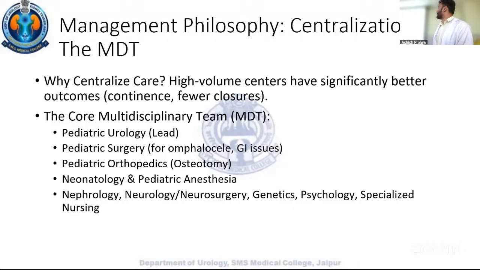The multidisciplinary team comprises a pediatric urologist, who is the leader of the team. It comprises a pediatric surgeon, who will treat omphalocele and GI issues. It comprises pediatric orthopedics, who will deal with the pelvic anomalies. It also comprises a neonatologist, pediatric anesthesia, nephrologist, neurologists, and various other specialties.